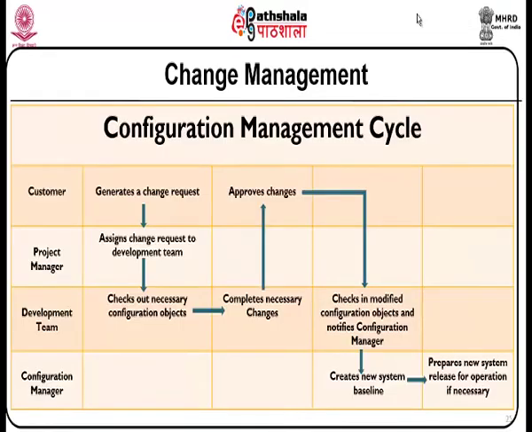Configuration management cycle: customer generates a change request. Project manager assigns change request to development team. Development team checks out necessary configuration objects, completes necessary changes, approves changes. Next, development team checks in modified configuration objects and notifies configuration manager. Configuration manager creates new system baseline, prepares new system release for operation if necessary.